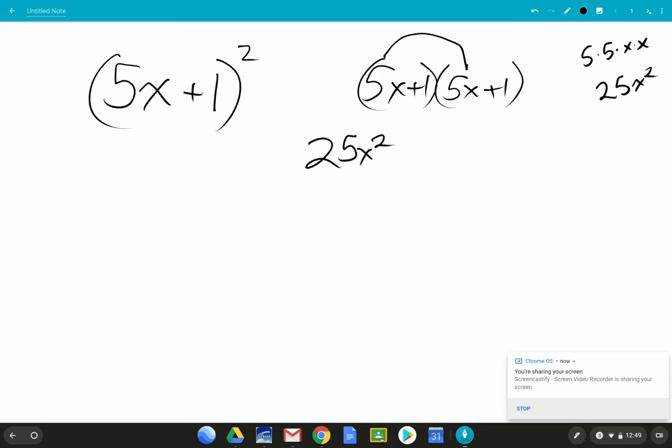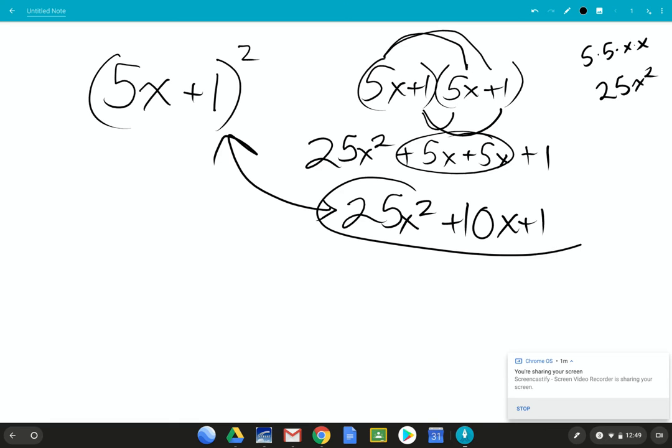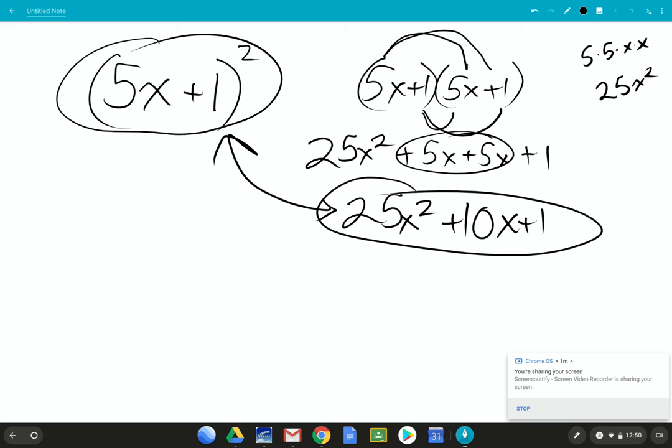Plus 5x times 1, which is just 5x, and 1 times 5x, which is just another 5x, and 1 times 1 is 1. Combine like terms in the middle, and 25x squared plus 10x plus 1. These are the same, those are equivalent expressions. If you had 25x squared and 10x and a 1, that's the same as if you had 5x plus 1 and then you squared that.